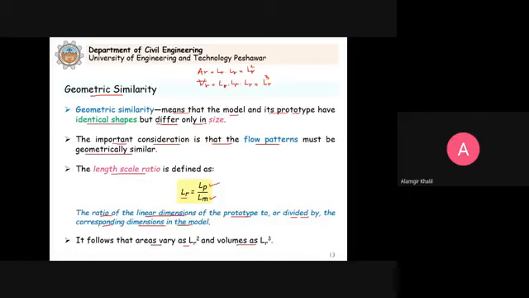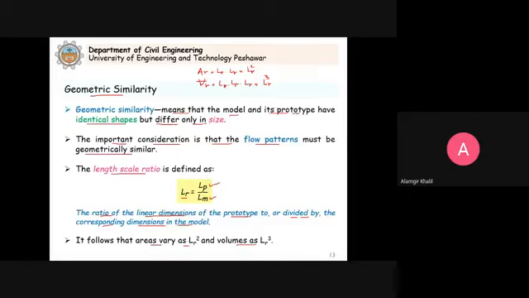Now remember, we have to ensure this. If there is geometric similarity, then we have to ensure that in all dimensions that we consider, there is similarity, meaning they are in the same scale. So this length scale ratio that we define, that is LR, is equal to LP by LM.